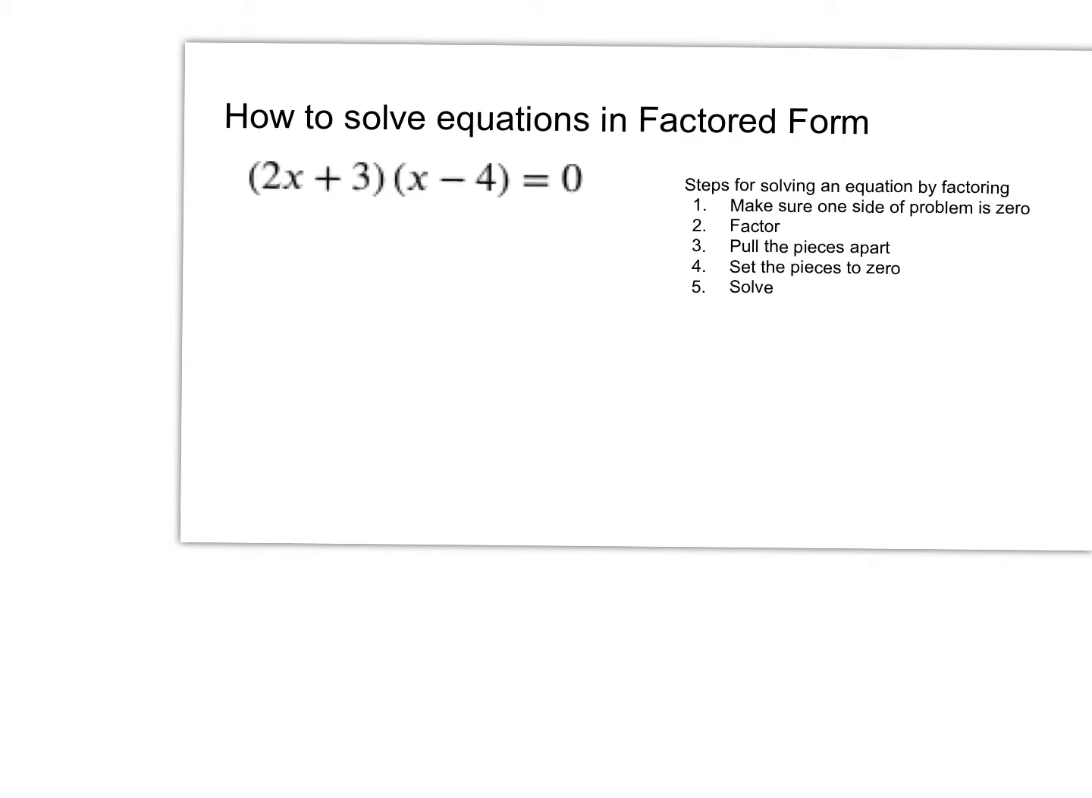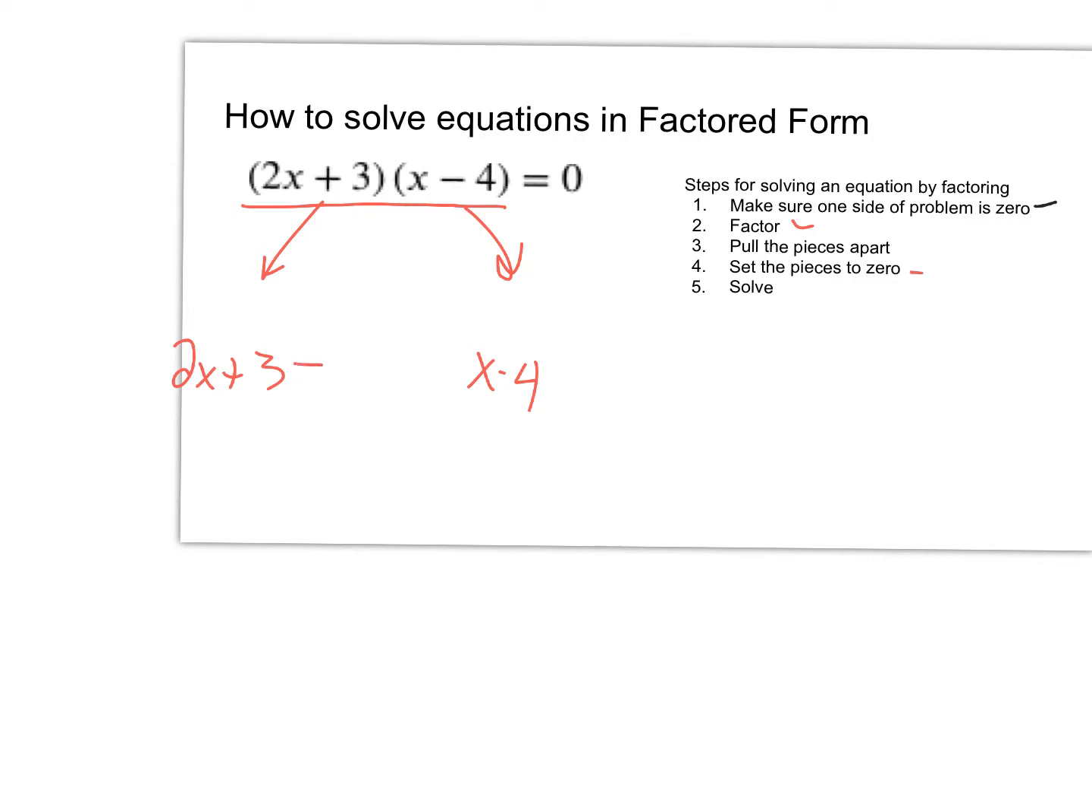All right, so first things first. Does one side of the equation equal 0? Yes. Step 2, factor. We're looking in these parentheses. Do I have any exponents to factor? Nope. So we're all set there. So we go to step 3. We're going to pull the pieces apart. 2x plus 3, x minus 4.